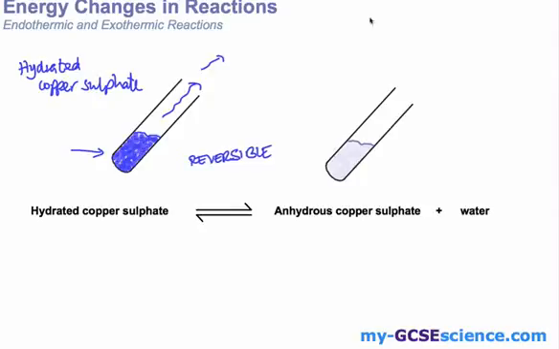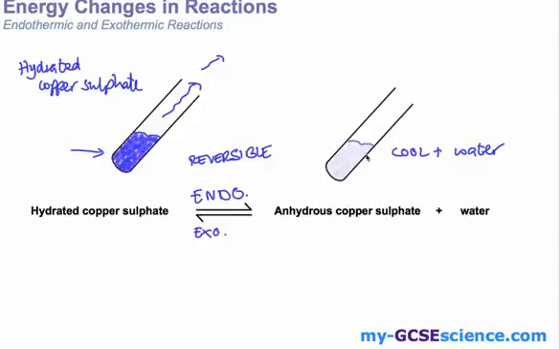In the forward direction, this reaction is endothermic. So that means we have to supply heat energy to it, and it will draw in energy from the surroundings. However, if we were to let this cool down and then add some water, what you would find is the opposite reaction going in the opposite direction. The anhydrous copper sulfate reacts with the water and produces hydrated copper sulfate. Now this is an exothermic reaction, and that means that it will give off heat to the surroundings.